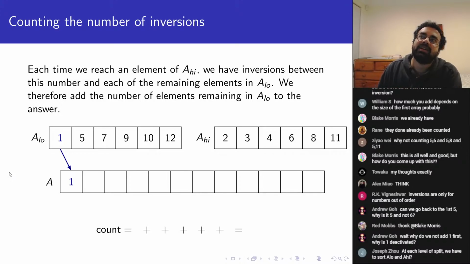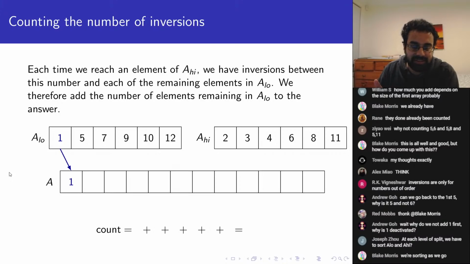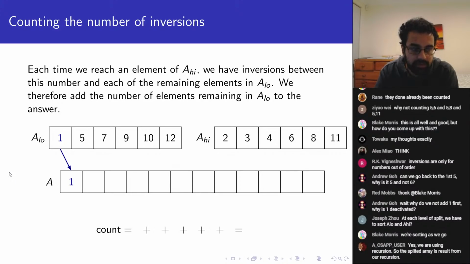So let me try that again. We're only interested in inversions crossing the partition, right? If 1 is smaller than 2 and A-high is sorted, which means everything later in A-high is even bigger than 2, then certainly 1 isn't going to be out of order with anything in A-high. So we didn't add anything to the total here. Yeah, we're sorting as we go. I hope that answers your question, Andrew.